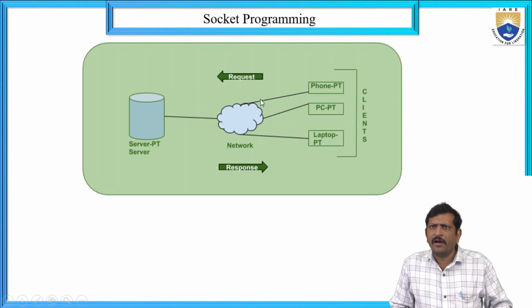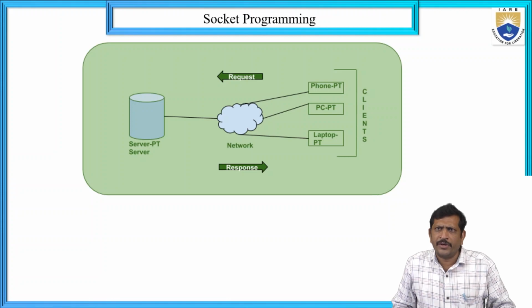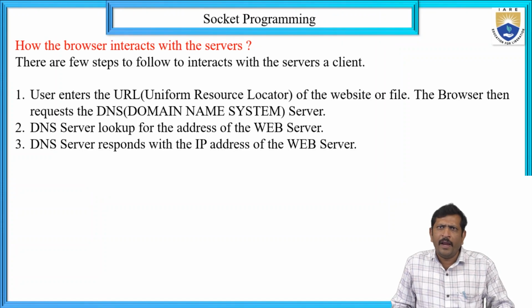So, this is client-server communication, and how the browser interacts with the server. There are a few steps to follow when interacting with the server as a client. The user enters the URL, that is, the uniform resource locator of the website or file. The browser then requests the DNS, that is, the domain name system server.